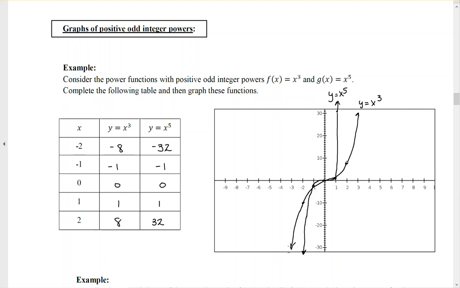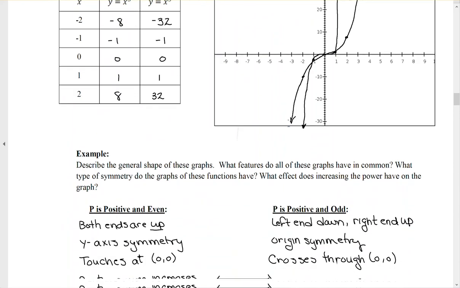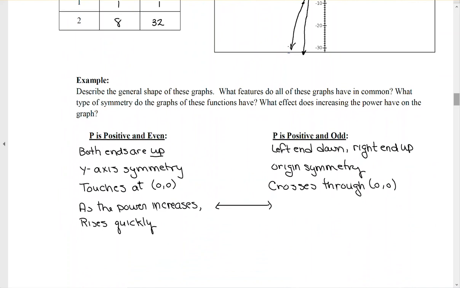I didn't draw it in very good, but you get the idea. That 32 is going to be up there. Probably be over a little bit more. What you're going to find is the general shapes of these graphs.